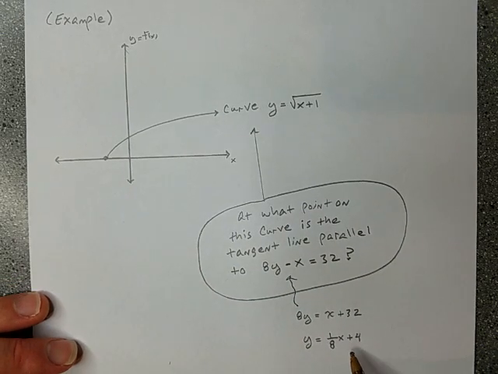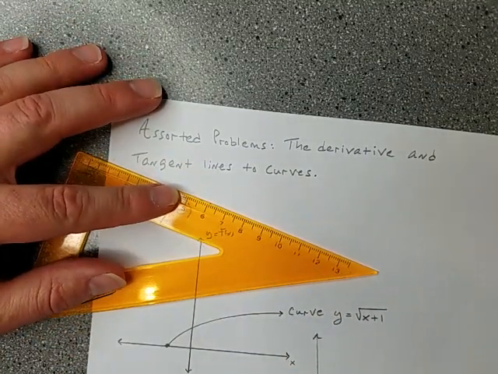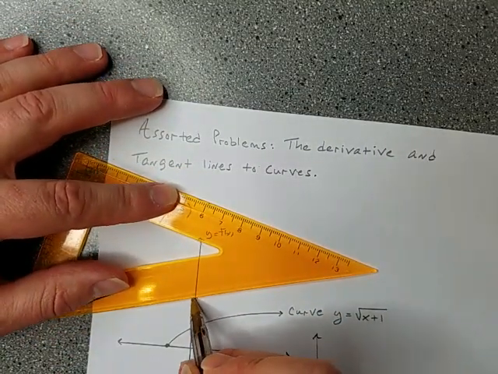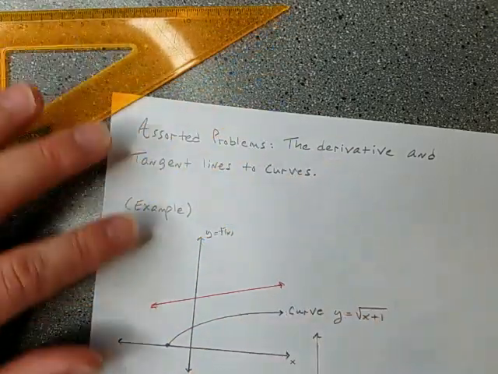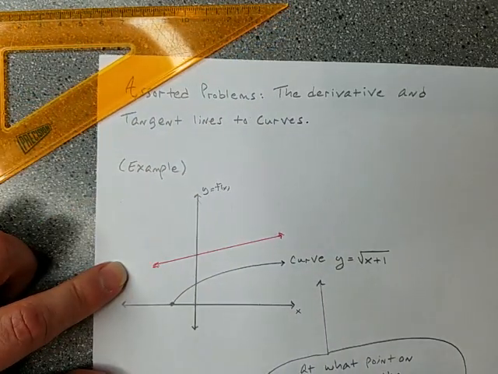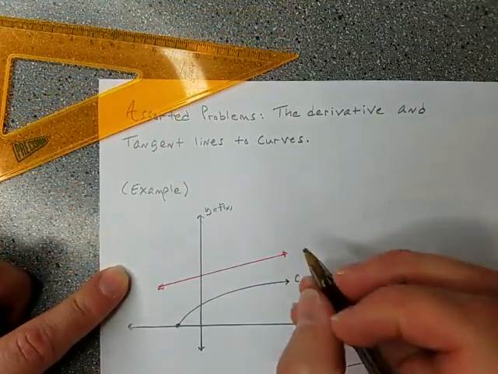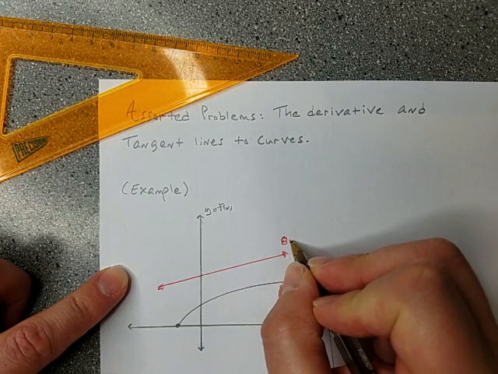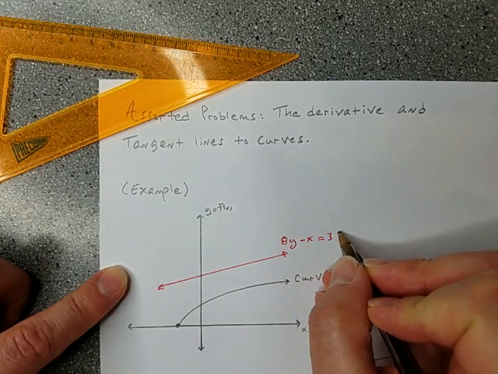So what is this thing, okay? 1/8 x plus 4. Well, my graph is not to scale, all right? So there's my disclaimer, but it's good enough for teaching purposes, okay? So there's our line, okay? And I'll go ahead and label it by this original equation. That's the line 8y minus x is equal to 32.